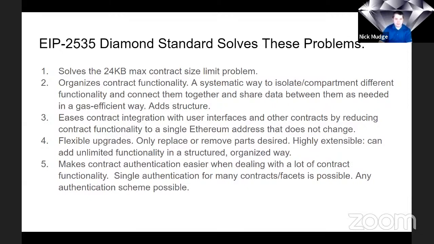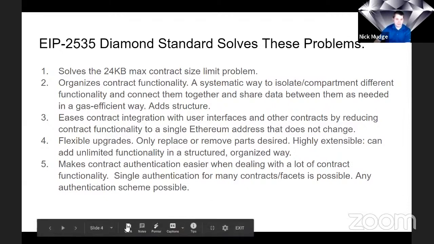So there's that, but the diamond doesn't enforce any kind of permission or authentication system. It doesn't specify that, and there can be a lot of different ways permission or authentication can be done with diamonds. So these are some problems it solves. It solves organizing contracts, solves the max contract size, eases integration, flexible upgrades, makes authentication easier. There could probably be other benefits too, but these are some of the main ones I've seen, so I put them there.